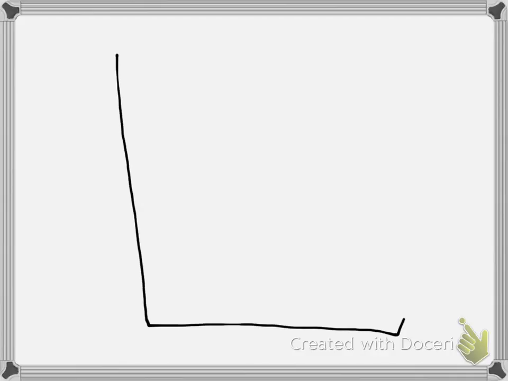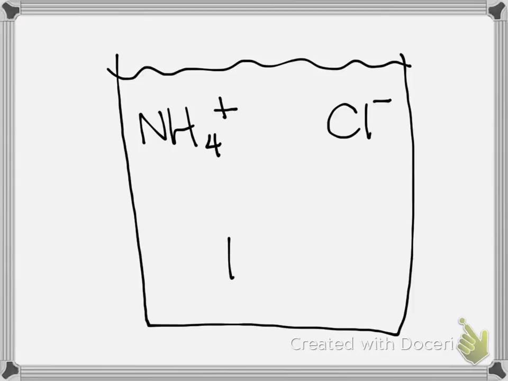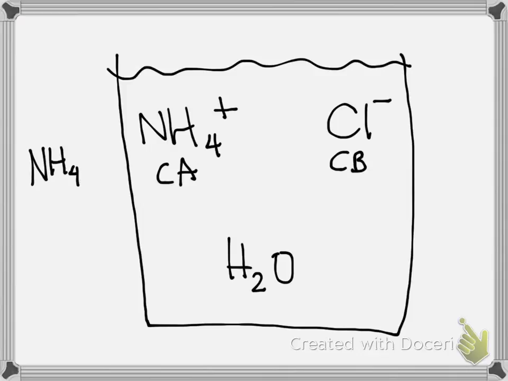So the next one, we have ammonium chloride. So there's my beaker. It's got ammonium floating around. It's got the chloride ion floating around, and it's got water. I need to figure out which one of these is stronger, because that's the one that will react with water. This is my conjugate acid. This is my conjugate base. The acid comes from a base, so it's coming from NH4OH. The base comes from an acid, so it's coming from HCl.